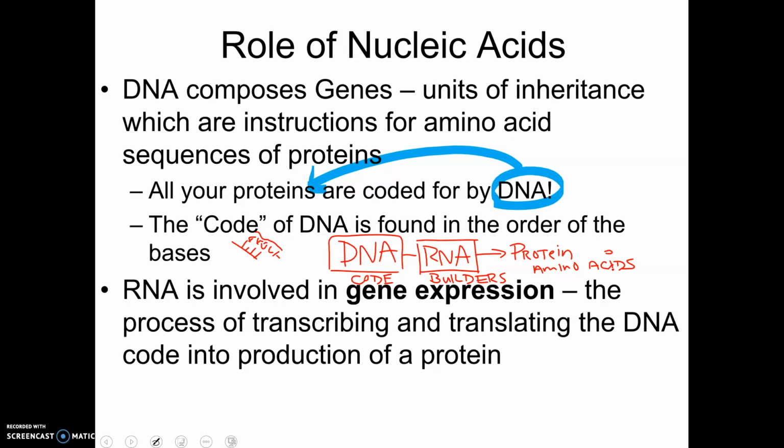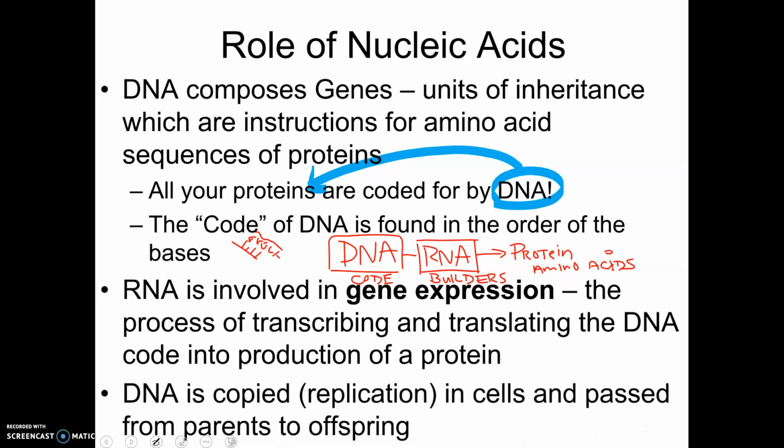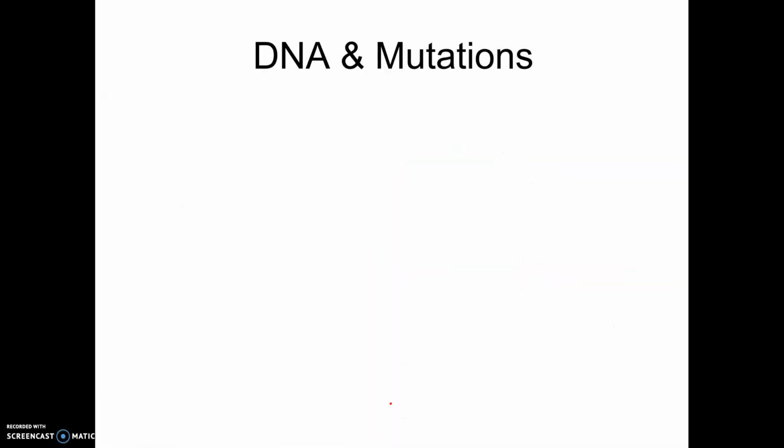This is called the central dogma of biology, the idea that DNA has the code, RNA copies and builds things from that code, and the protein is the final product. Also, the DNA can copy itself. That's called replication. So for example, when your cells divide, obviously each cell is going to need a copy of the DNA. Your DNA has that ability to copy itself for that purpose.